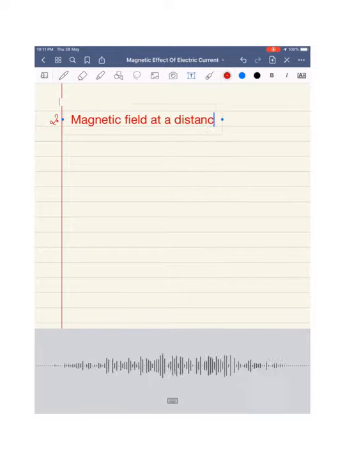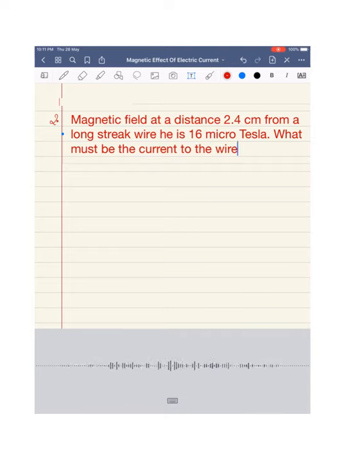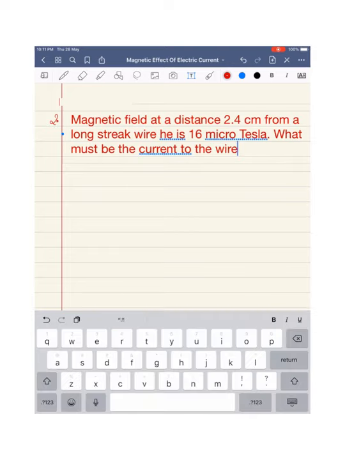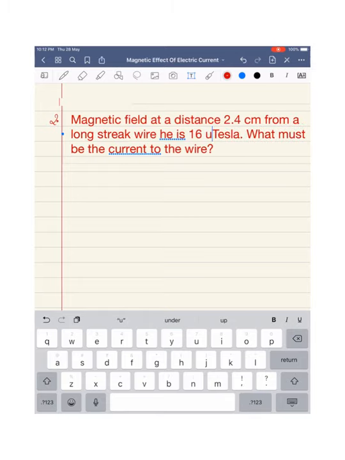So it's mentioned that the magnetic field at a distance of 2.4 centimeter from a long straight wire, वो थोड़ा सा corrections होगा बीच में because auto correcting है, ठीक है. So long straight wire is 16 micro Tesla. Okay, so what must be the current to the wire? So basically what they are asking is to calculate the magnitude of current, which will give you a magnetic field of 16 micro Tesla at a distance of 2.4 centimeter. That is what they are asking us to calculate. Okay, that is 16 micro Tesla. I'll add it.